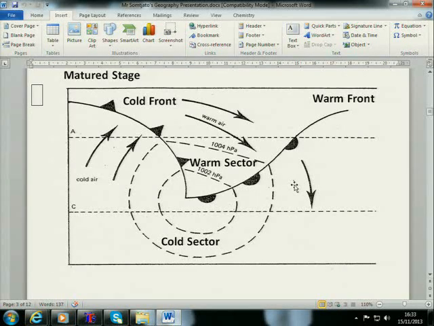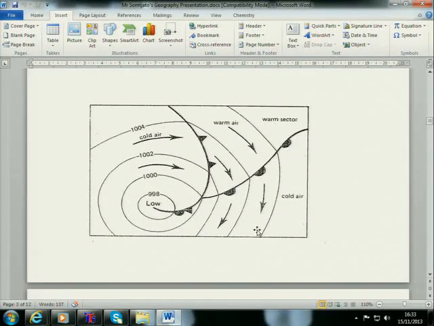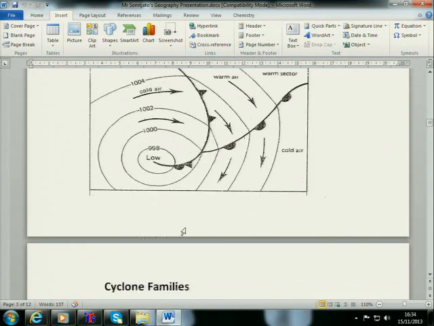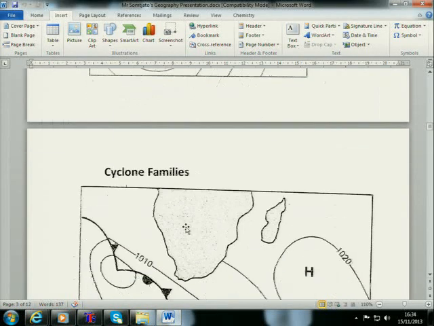Then we said from the mature stage, we go to the occluded stage. Remember that the shape of the mature stage is not the same as the shape of the occluded stage, because in the occluded stage, that is where we are having what? We are having the occluded front added to that. And lastly, we talked about the dissipating stage.